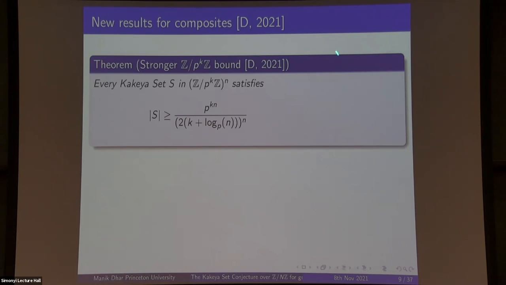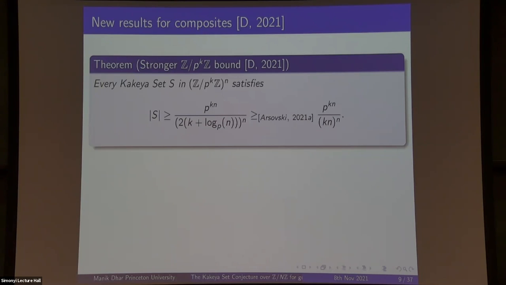Now, improving on this state of affairs, I recently improved these arguments to give much stronger bounds for Kakeya sets over Z mod p to the k. What we are able to show is that any Kakeya set S has size at least p to the kn divided by this quantity. Let's compare the two. Instead of having k times little n, you have 2 times k, if you just ignore this log thing. If p is bigger than n, then log n to the base p is going to be very small or negligible. And even if p is small, then log n is definitely much smaller than little n.